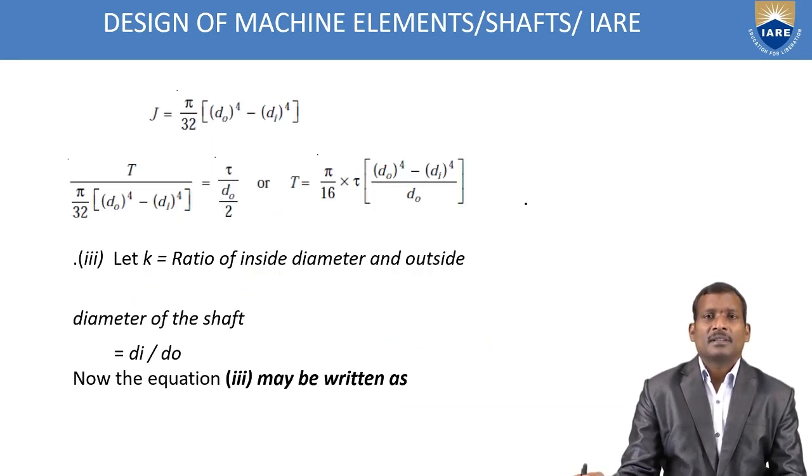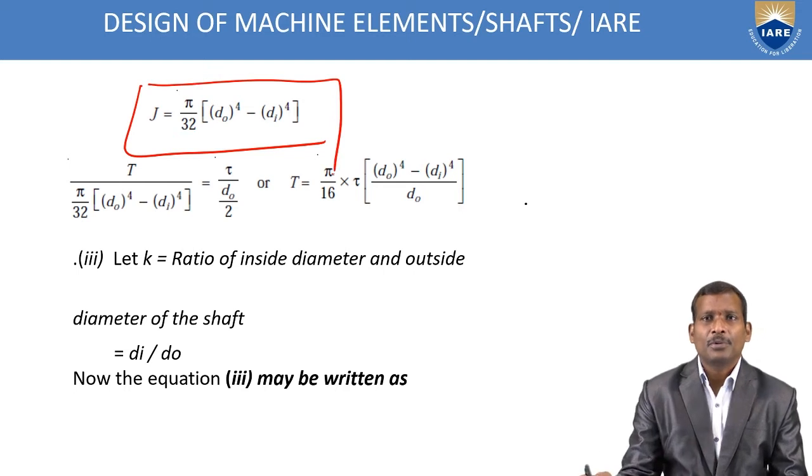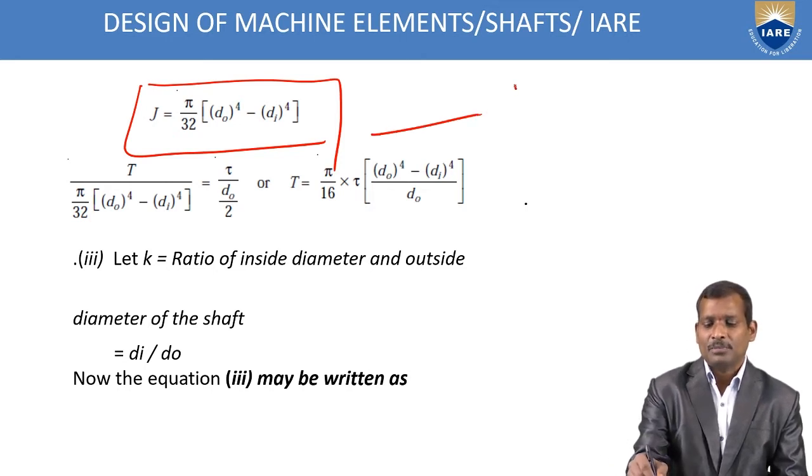Next, in the case of a hollow shaft, J is equal to pi by 32 into d naught to the power of 4 minus di to the power of 4. What are d naught and di? d naught is the outer diameter of the shaft. This is for the hollow shaft.